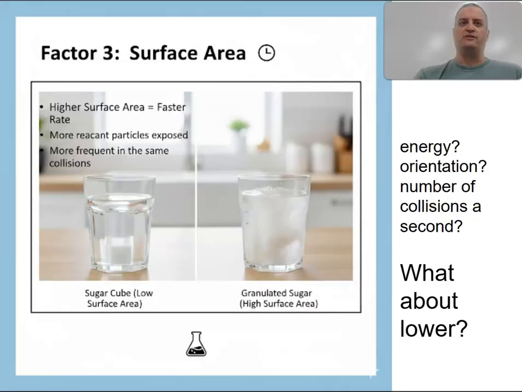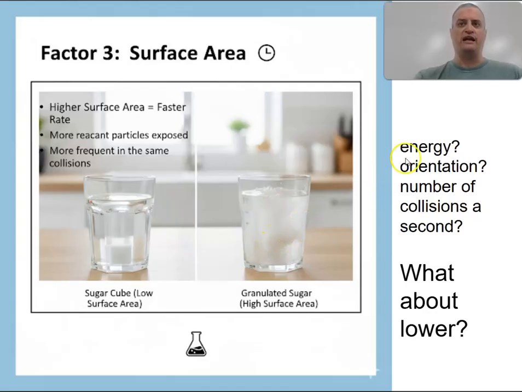Let's look at our next factor, surface area. So surface area is essentially the place at which the reactants can interact. So if you have a higher surface area, faster reaction rate, more of the reactant particles are exposed, more frequent collisions in the same time frame. So in a sugar cube, only the outer surface can react with the water. However, if you had it all mixed up and granulated, just meaning like little white crystals, then all of it can react all at once.